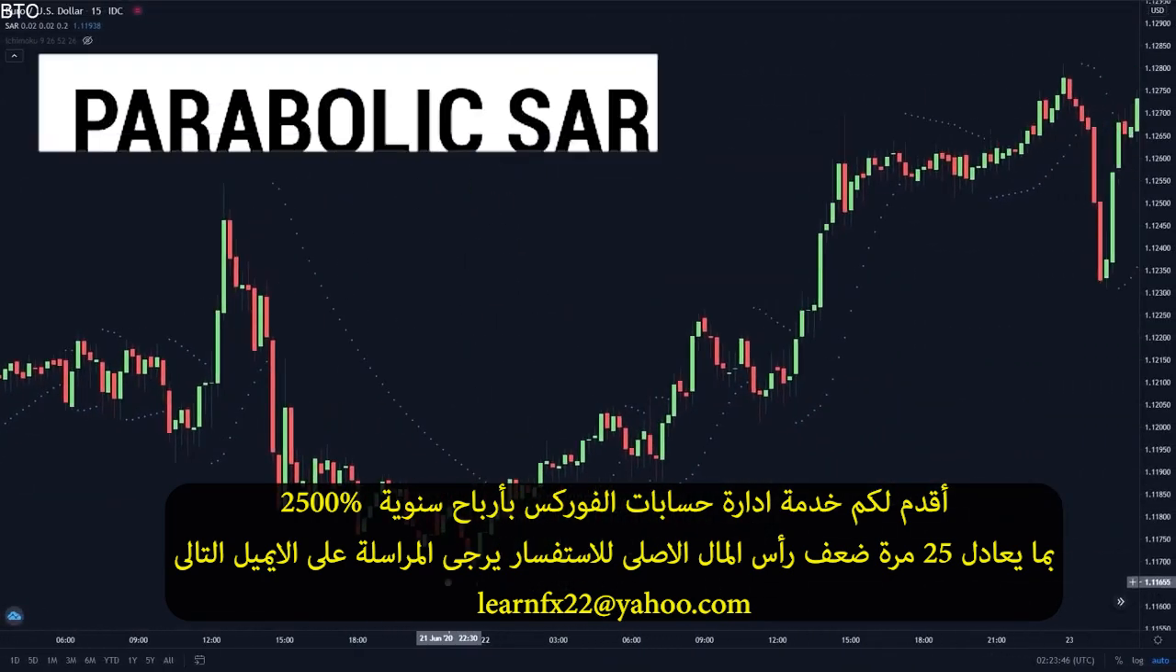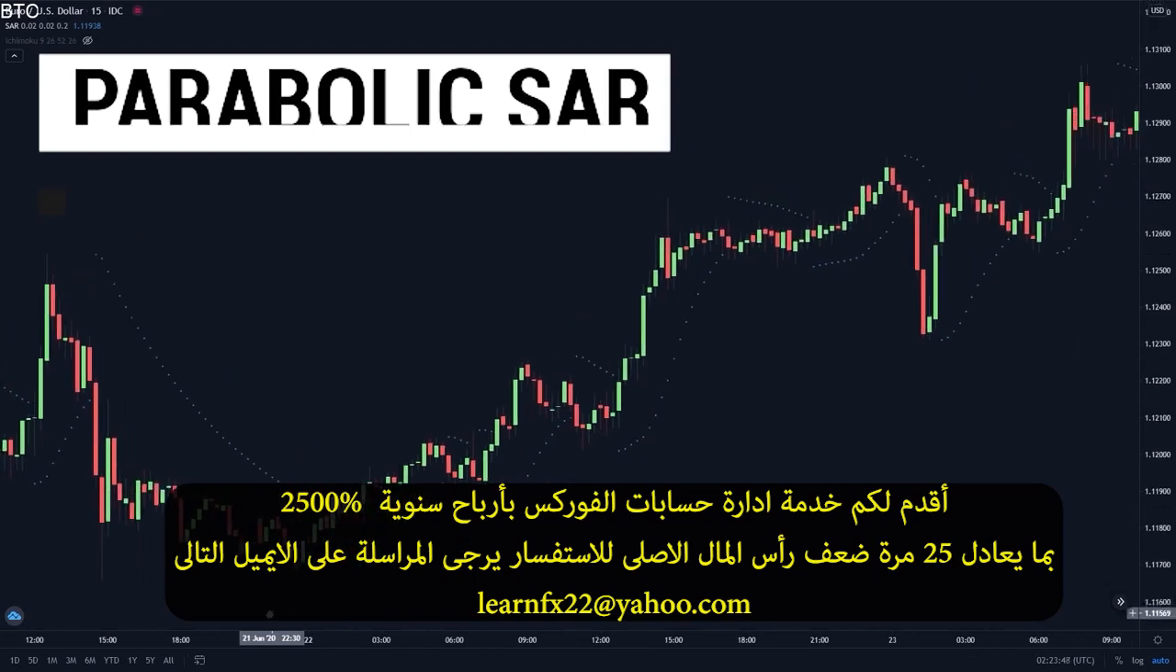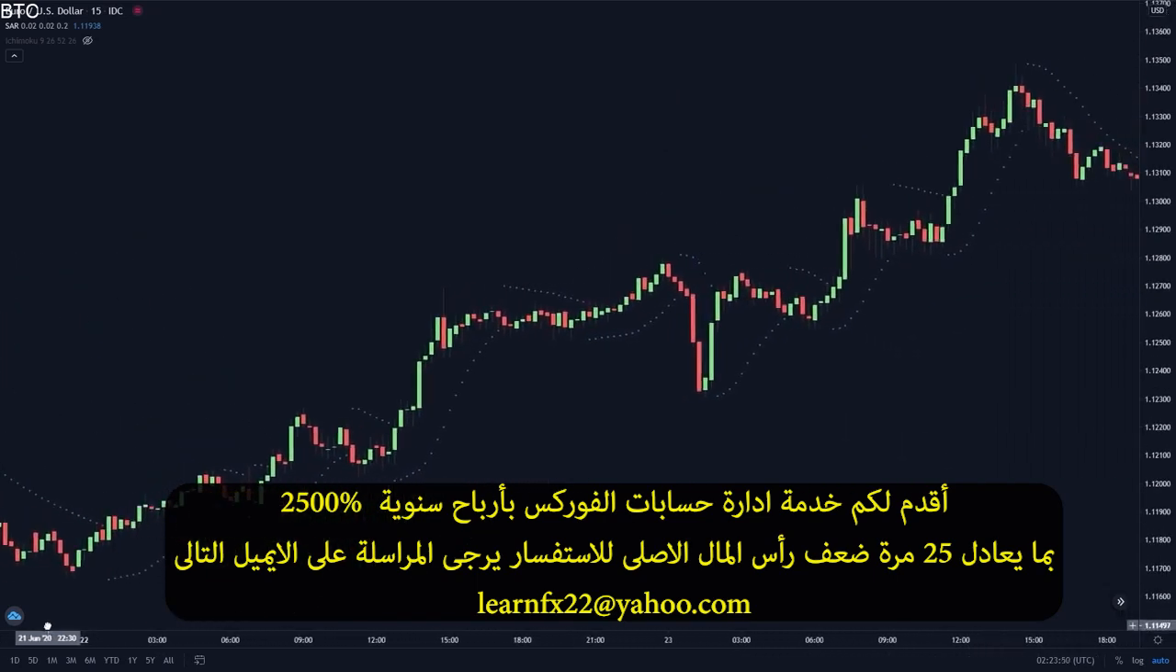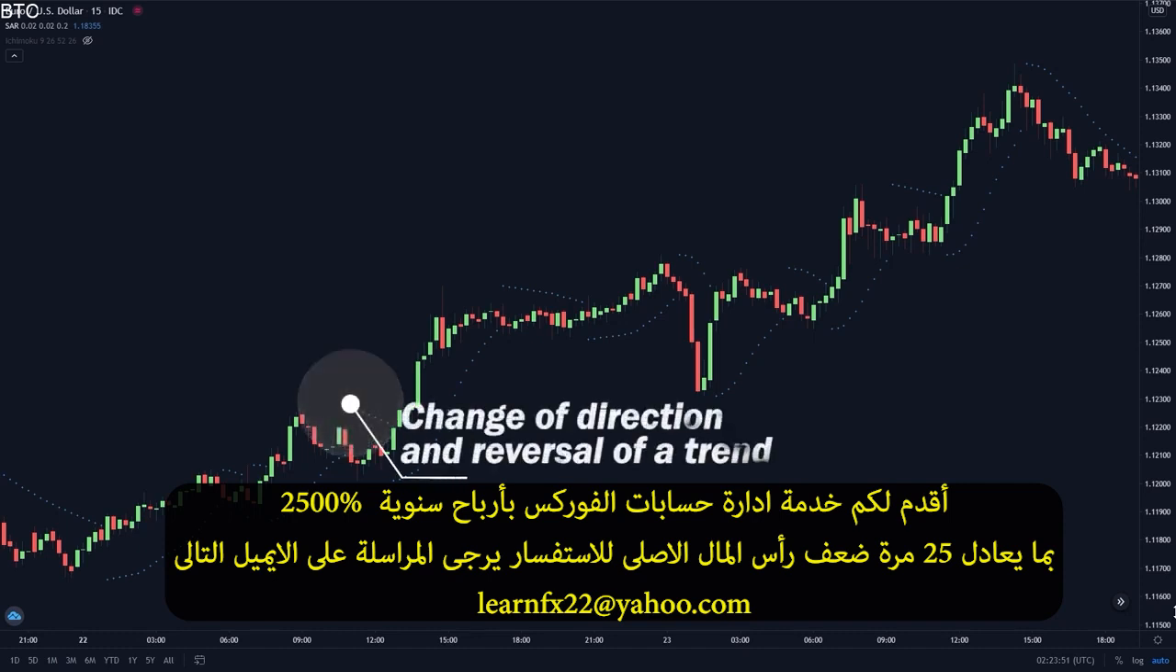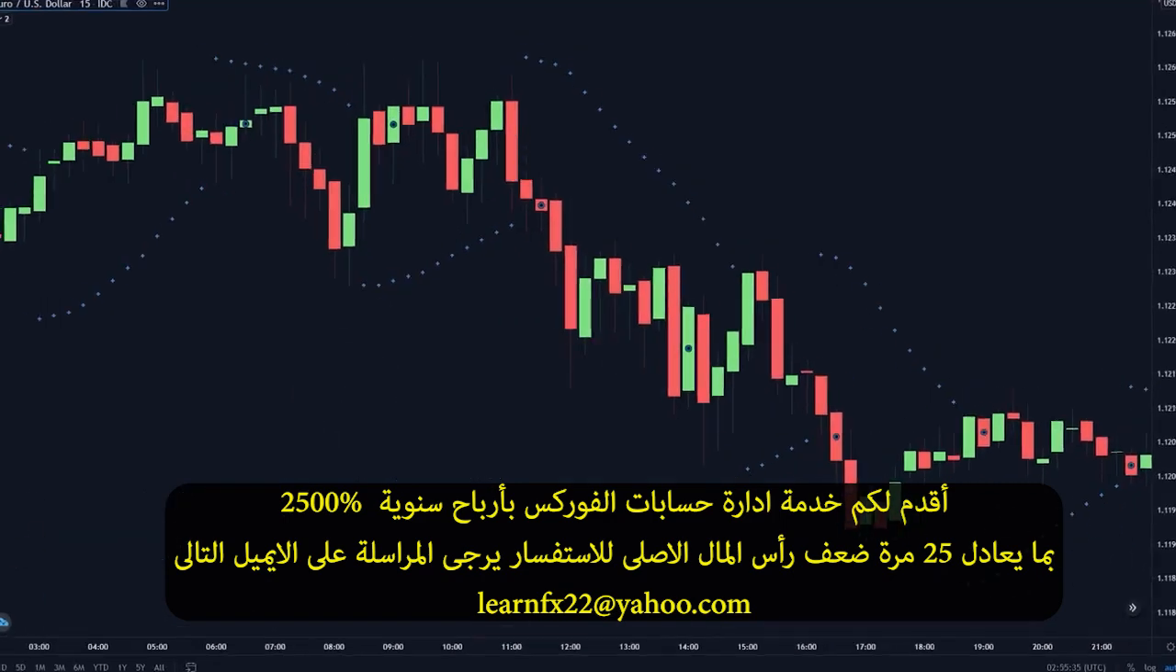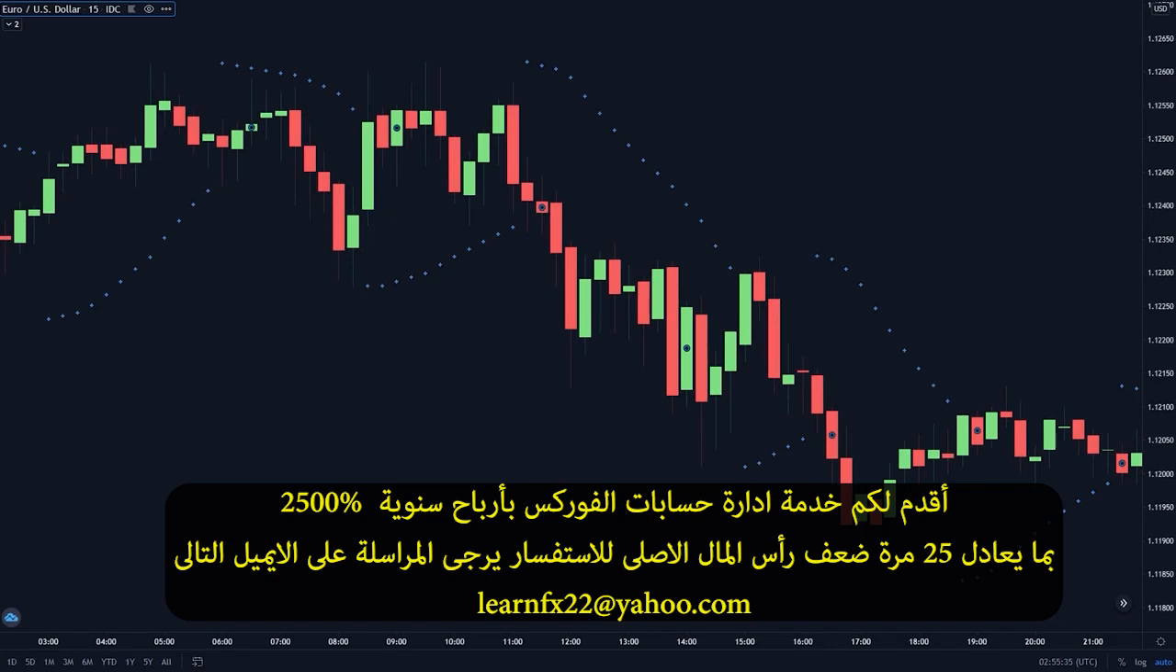Let's start with the parabolic SAR. The parabolic SAR is one of the simplest and easiest to learn trend indicators to implement in trading. It is used to predict change of direction and reversals of an asset price. If you open the parabolic SAR on TradingView or any charting software, this is what it looks like: a bunch of dots that is positioned either above or below the candlestick.